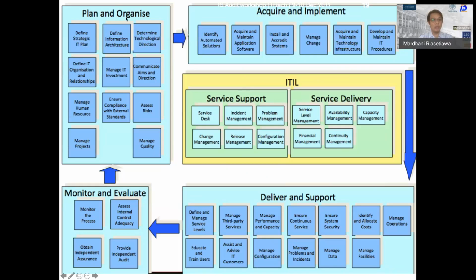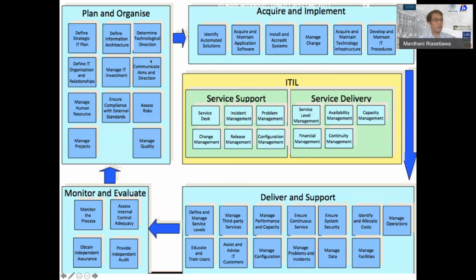To ensure that the IT implementation is good, we need to build a plan and organize. In COBIT, plan and organize is a very important domain, because it consists of a lot of standards or IT management processes, which we call define strategic IT plan. It means we need to develop a strategic IT plan. For example, every organization needs a document that describes the strategic IT plan they have for 5 or 10 years from now.